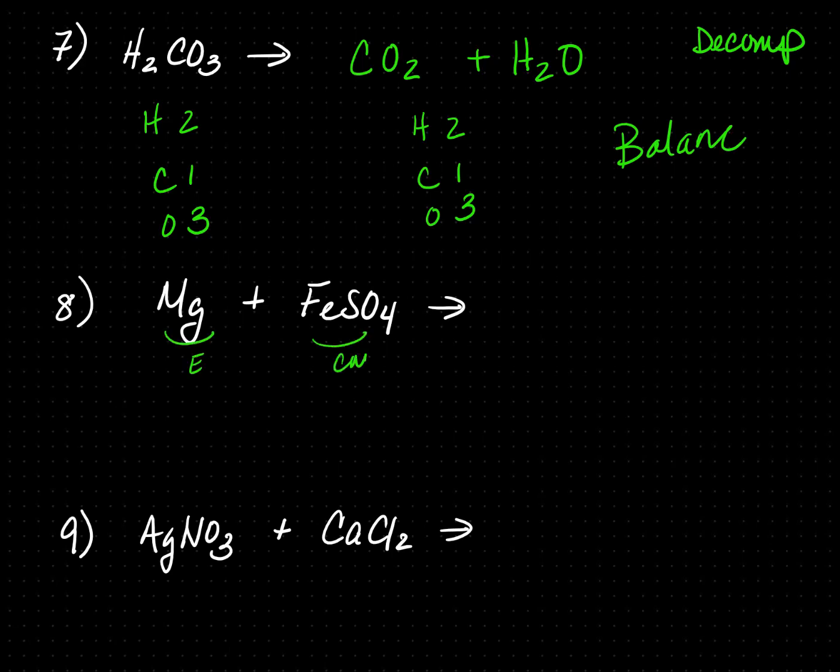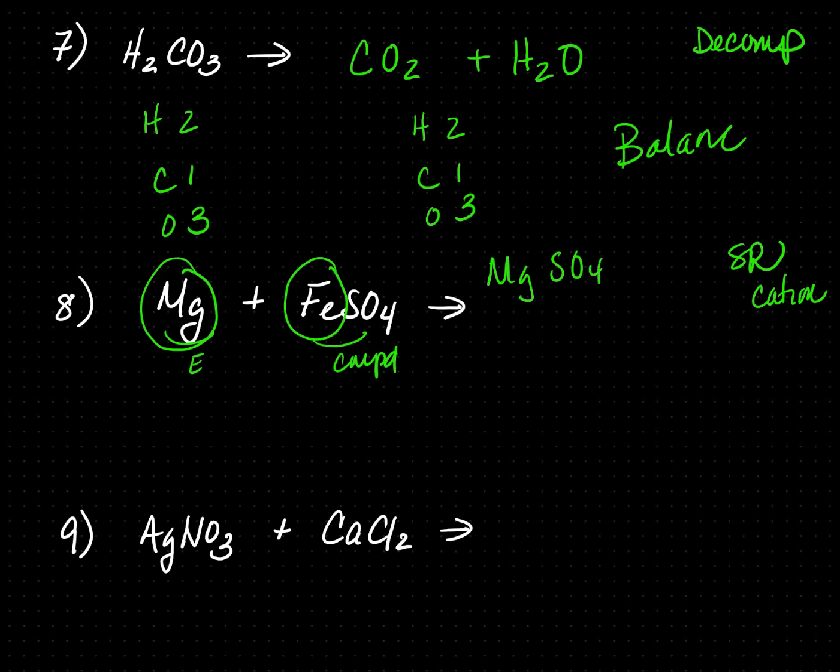Next one, we have an element, and then we have a compound. So this has to be a single replacement. Since the element is a metal, this is going to be cationic. Remember, metals replace metals, so magnesium must replace iron. So magnesium's new partner is going to be SO4. Charge of magnesium is 2, SO4 is 2. They cancel out.